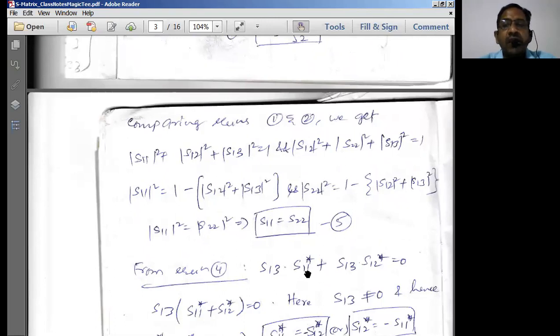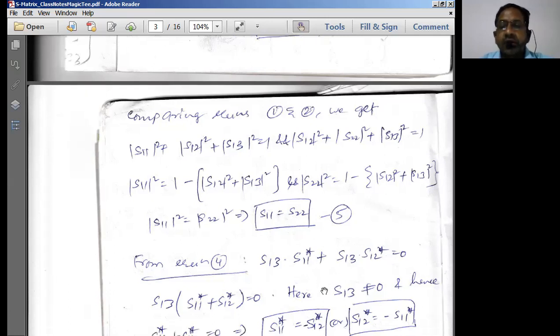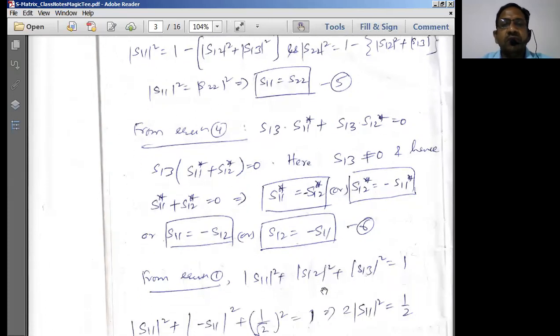So therefore finally I can write now S11 square. Now see, on the right hand side of this equal to symbol, it is S12 square plus S13 square on both sides. So therefore it is going to be 1 minus this. Therefore I can write S11 square is equal to S22 square. Therefore S11 becomes equal to S22. So another component of the S matrix has been decomposed.